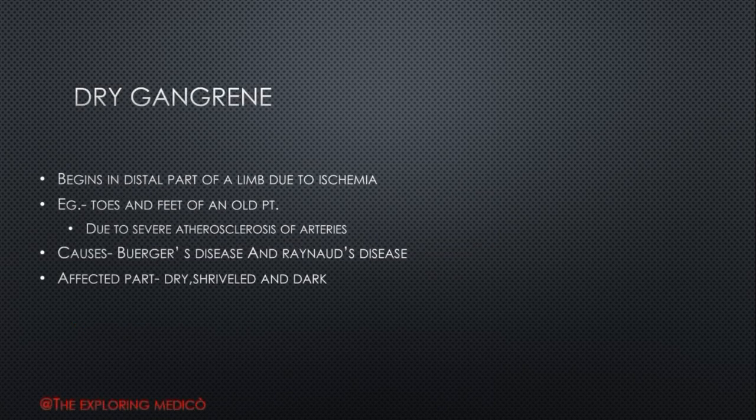Dry gangrene begins in the distal part of a limb due to ischemia. For example, toes and feet of an old patient due to severe atherosclerosis of arteries. Causes: Buerger's disease and Raynaud's disease. Buerger's disease affects blood vessels, mostly in the arms and legs. In Raynaud's disease, small arteries that supply blood to the skin constrict excessively in response to cold. The affected part is dry, shriveled, and dark.